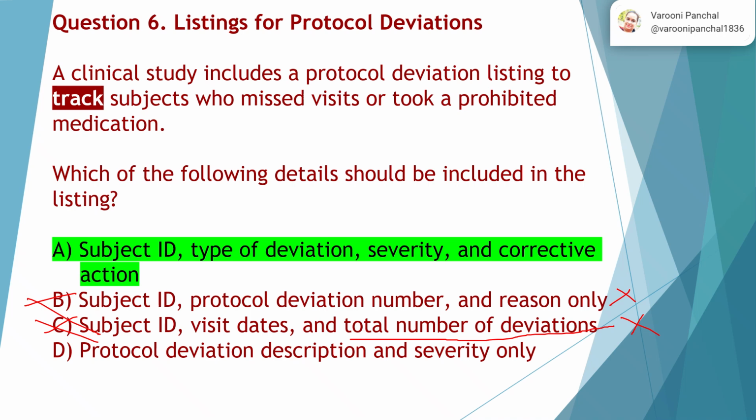Now again option D is also not the right answer, because here you have the protocol deviation description and severity, but it does not include the unique subject ID. So how can you know that this particular deviation is for which particular subject ID?